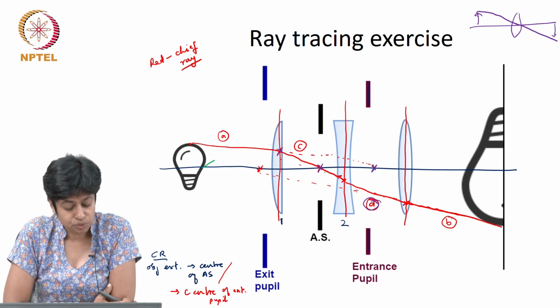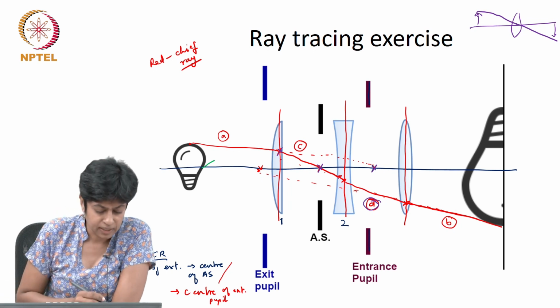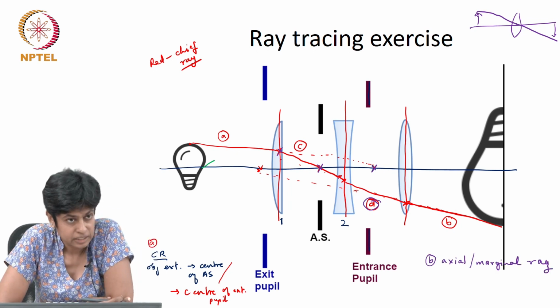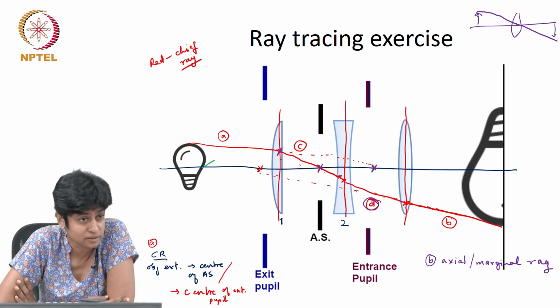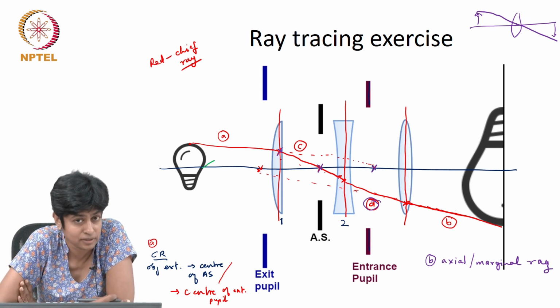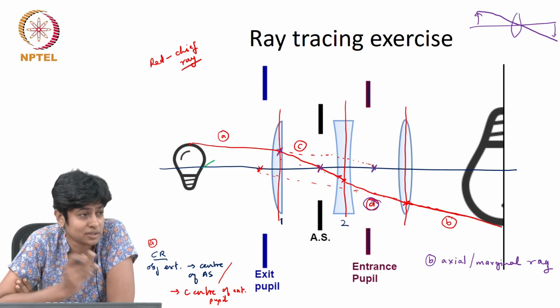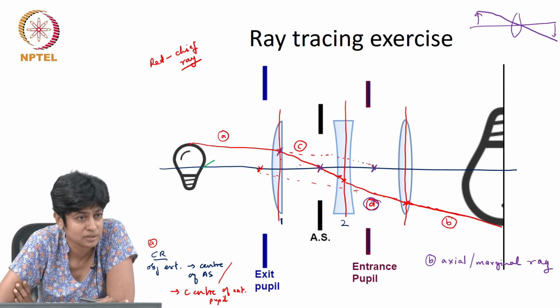Okay, so I want you to carry out the same exercise now, but for the axial ray. It's called the marginal ray. It starts from the axis point, where the object and the axis intersect, right? But it's called a marginal ray. Why? It goes through the edges of the pupils. It goes through the margin of the pupils, right?